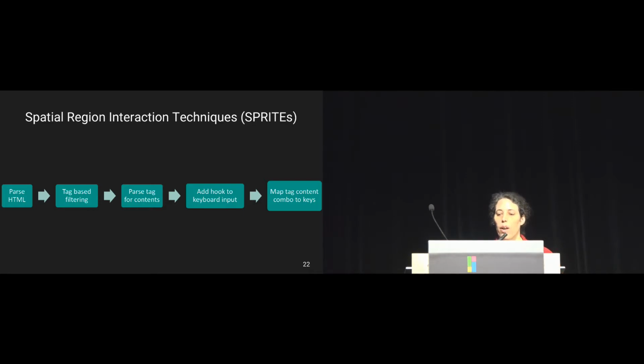Okay, so how we implemented this: we parse the HTML, and this functions on Wikipedia-style pages. And then we do tag-based filtering, so we remove tags that we don't support, essentially, and simplify the page. Then we look at the contents of the tag to identify things like tables, the HTML tags. We add the hooks necessary for Sprites, and we map the tag content onto keys. And Sprites is a modal interface, so you can switch between Sprites mode and your regular keyboard keys to control the screen reader.